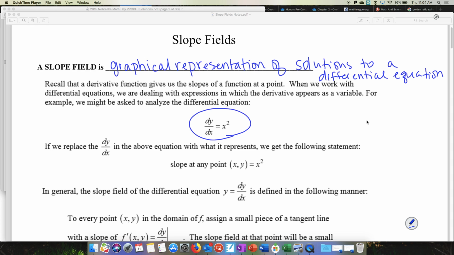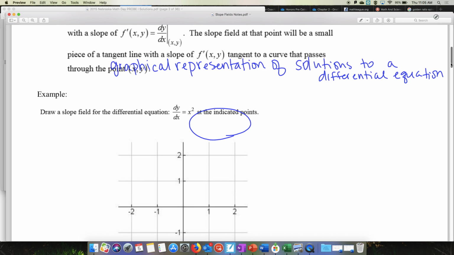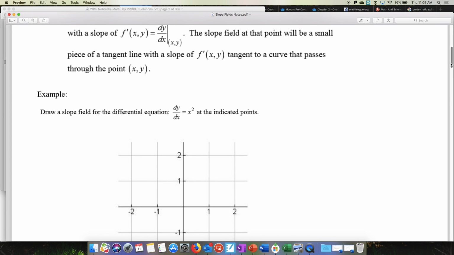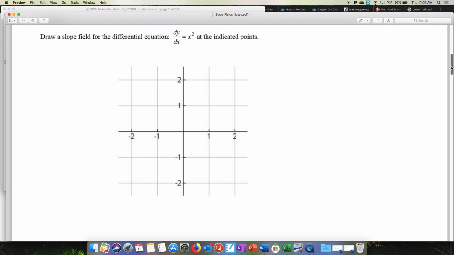We know that, okay? But there are going to be some that we cannot solve with the tools that we have currently. And so a slope field is a representation to where we can get an idea of what's happening without actually having to do the calculus part of it, okay? So a slope field is, you know, what it sounds like, a field of slopes, right? That's representing these solutions.